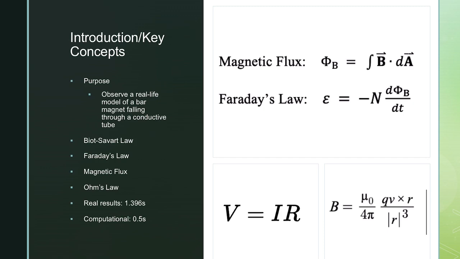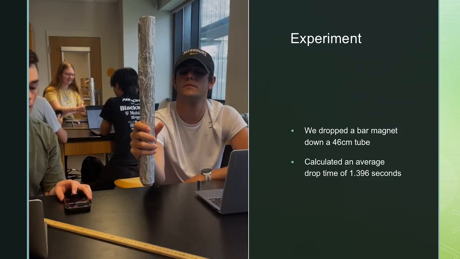Faraday's law was also used to find the EMF that is created by the negative derivative of the magnetic flux with respect to time. Finally, Ohm's law was used to relate current and resistance to the EMF found using Faraday's law, as I just mentioned. And to the right, you can see the equations for these concepts.